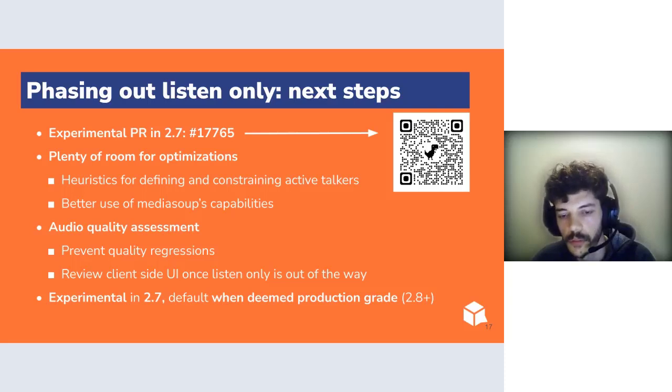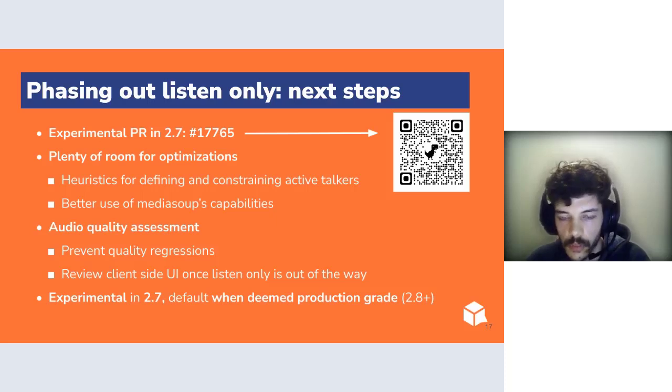And also better use of mediasoup's capabilities, so pausing and resuming streams, which the prototype doesn't do yet, but if we do that, we can lower CPU usage on the new mode even further. We also need to do some audio quality assessment of this new mode. We definitely don't want to cause quality regressions with audio because we don't have much margin here.